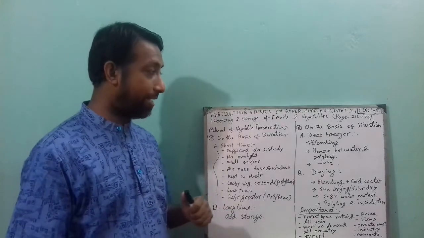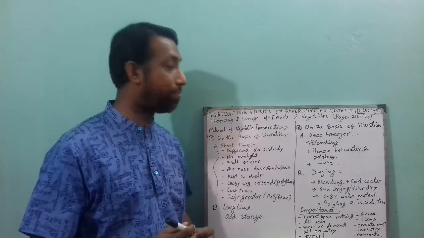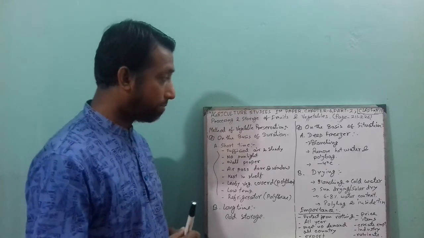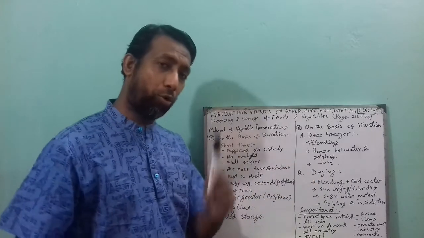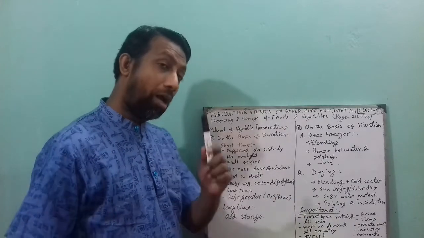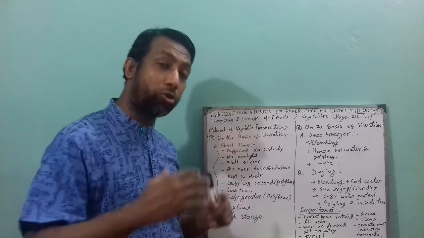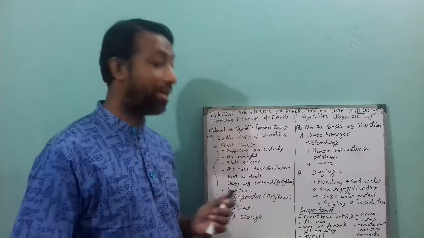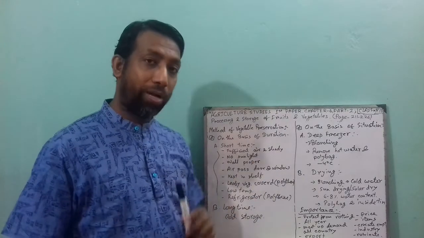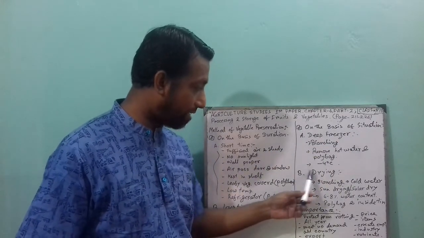So the next point is on the basis of situation. Regarding situation, we can preserve vegetable by different methods. In this, there will be two processes. One is deep freezer and one is drying method. Another thing I forgot to tell you, which is that in cold storage for a long time, vegetables can be preserved commercially over a long time period. So we are here on the basis of situation. First one is deep freezer and second one is drying.